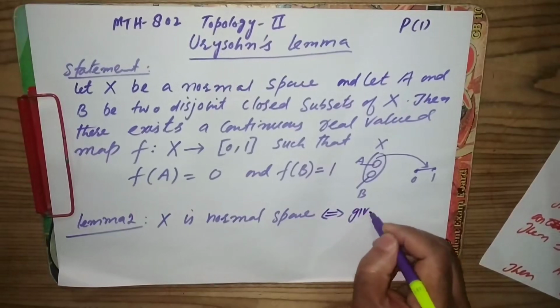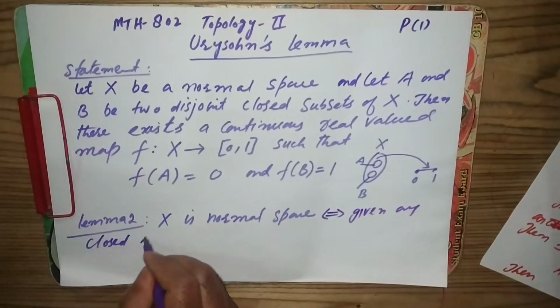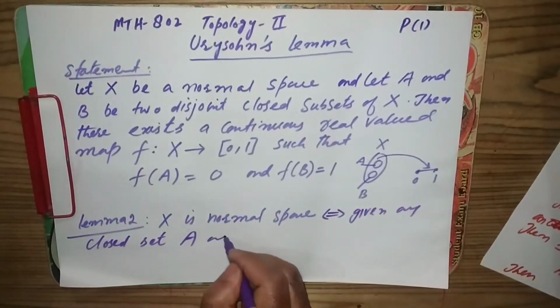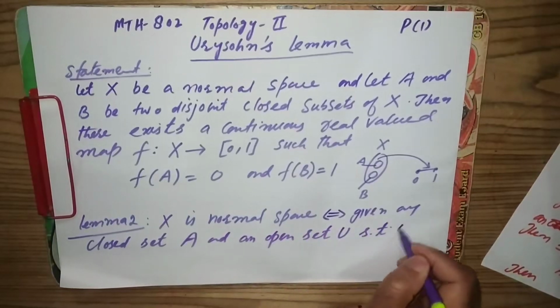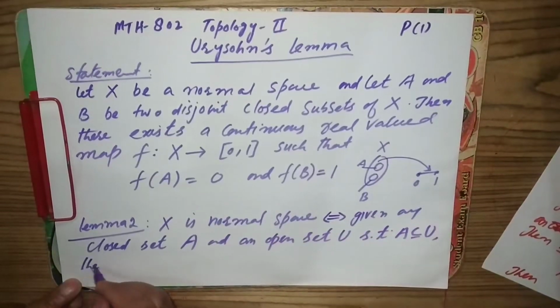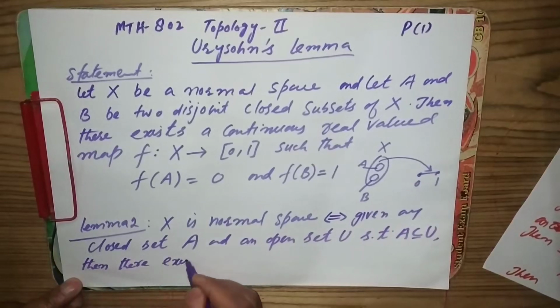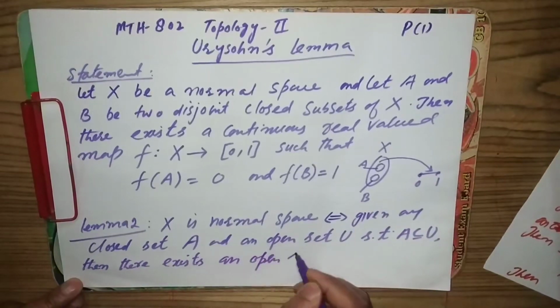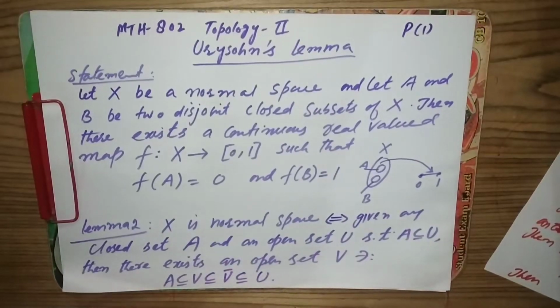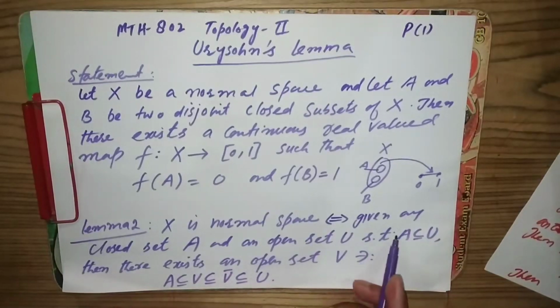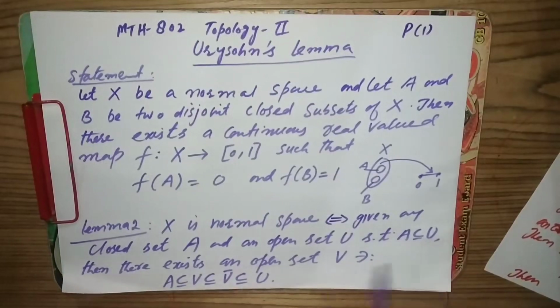given any closed set A and an open set U such that A is a subset of U, then there exists an open set V such that A is a subset of V, closure of V is a subset of U. That's Lemma 2, which we have proved in the previous lecture. That means U is a neighborhood of A.